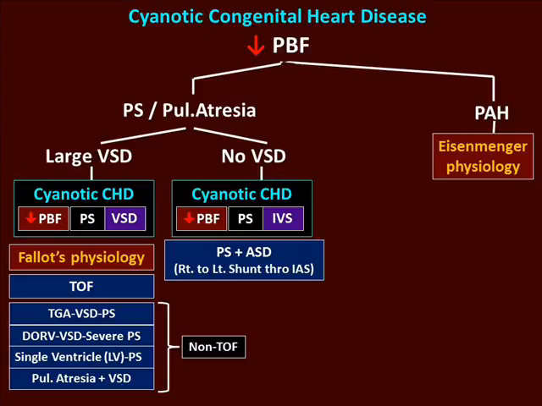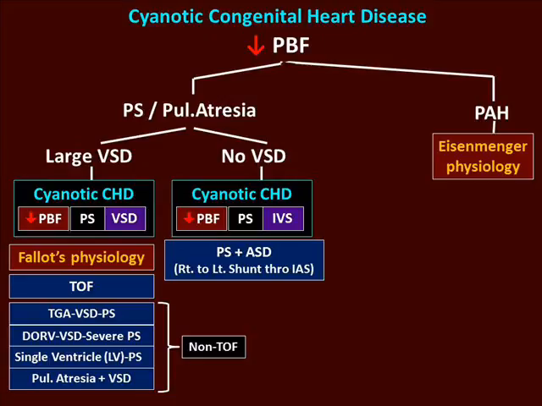There is a rare group of cyanotic heart disease with decreased pulmonary blood flow without VSD and without PS. In them, usually the RV is very small, that is hypoplastic, with restricted entry of blood into the right ventricle. So all the blood gets shunted from right to left at the atrial level through an ASD. Now, Fallot's physiology can be clinically grouped as those with TOF and those with non-TOF, such as TGA VSD PS, DORV VSD severe PS, LV type of single ventricle with PS, and pulmonary atresia with VSD.